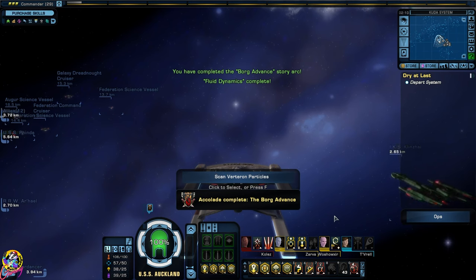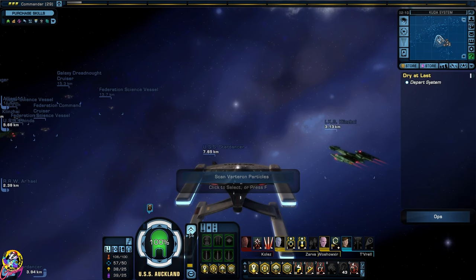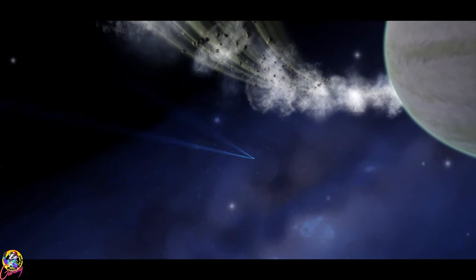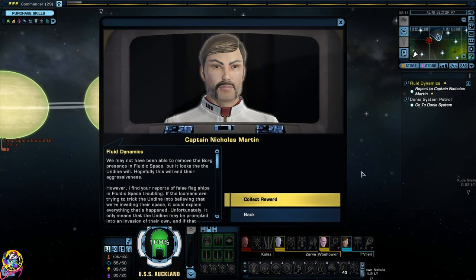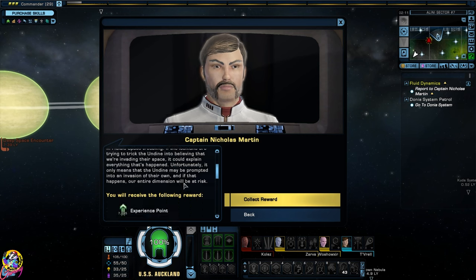Oh, so we've completed the Borg advance. So we need to depart the system, I believe. We may not have been able to remove the Borg presence in fluidic space, but it looks like the Undine will. Hopefully this will end their aggressiveness. However, I find your reports of false flag ships in fluidic space troubling. If the Iconians are trying to trick the Undine into believing that we're invading their space, it could explain everything that's happened. Unfortunately, it only means that the Undine may be prompted into an invasion of their own, and if that happens, our entire dimension will be at risk.